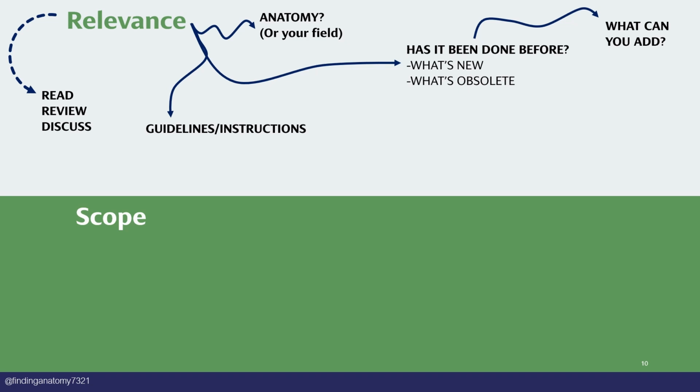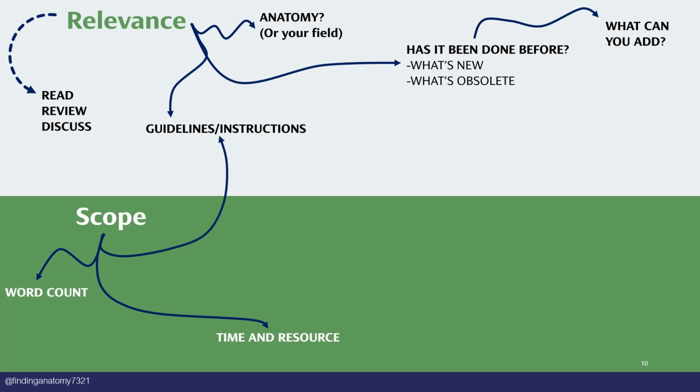The second thing to consider is the scope, and the scope would be decided by the word count or the page count that has been allotted to you, by the time and resources that have been allotted to you, and of course by the guidelines and instructions. The scope means what specific area you'll be focusing on and how deep into it you'll be going. So let's say you're looking at the anatomical variations of the internal iliac artery, the previous thing that I talked about. The scope would mean that you could be looking at the entire internal iliac artery, or you could be looking at just the anterior division or the posterior division.